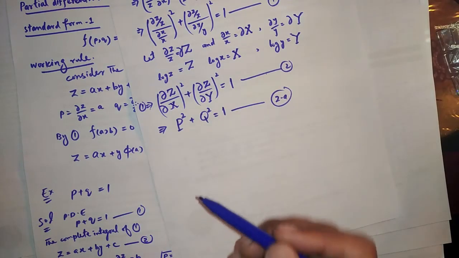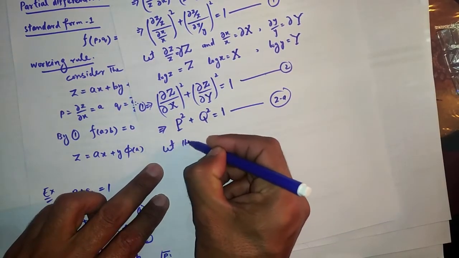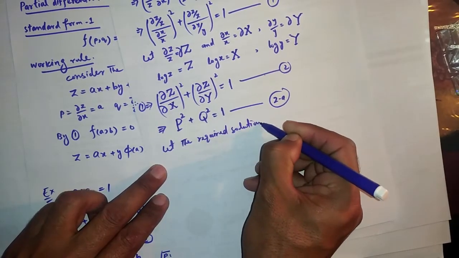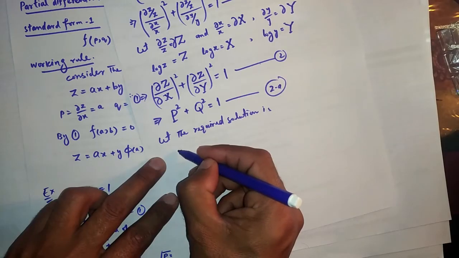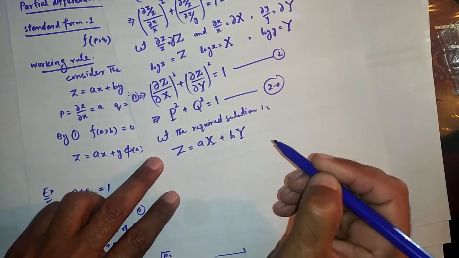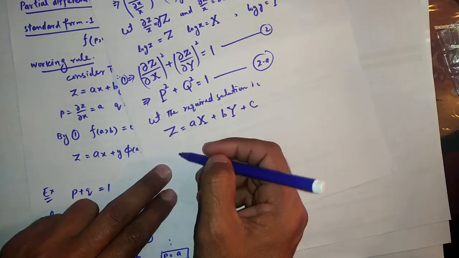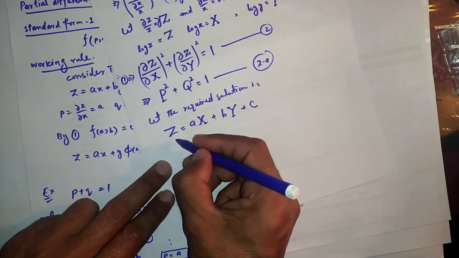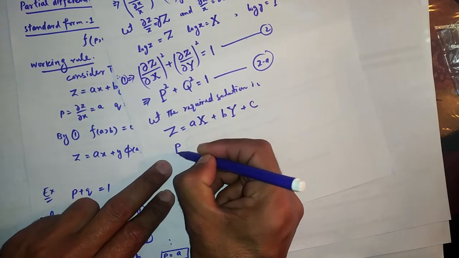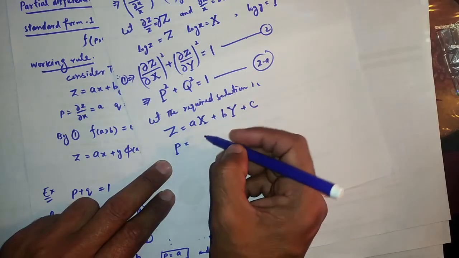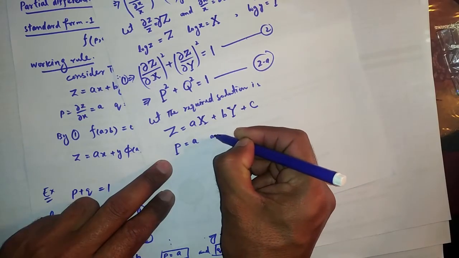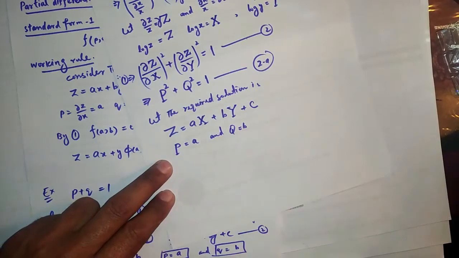So now our required solution is capital Z equals A X plus B Y plus C. So from here, if you differentiate this partially with respect to X, capital P will be A, and capital Q will be equal to B. Clear?